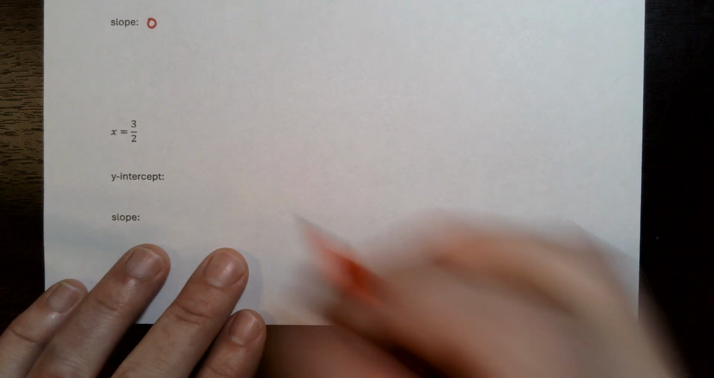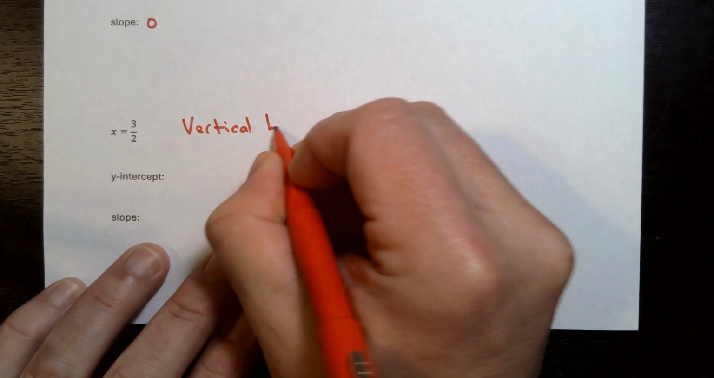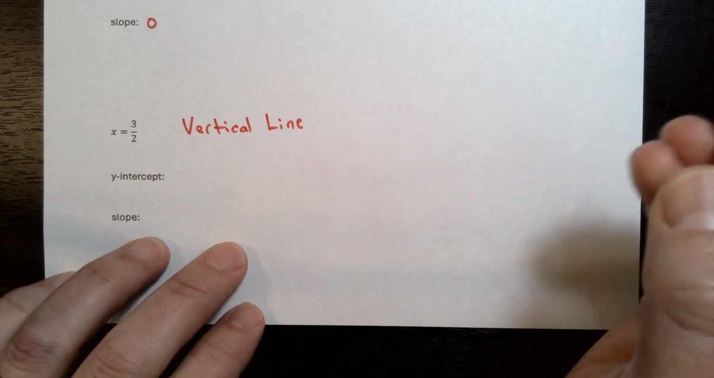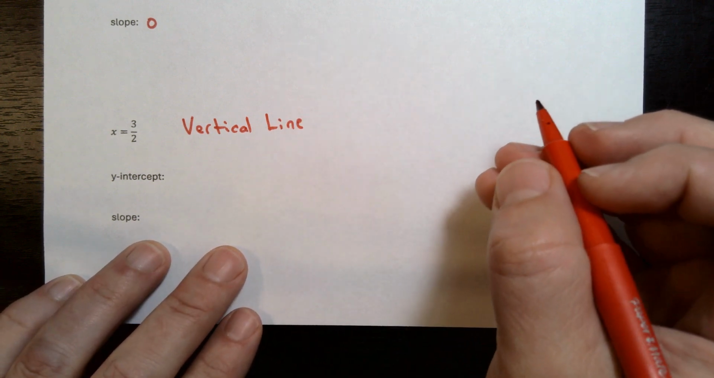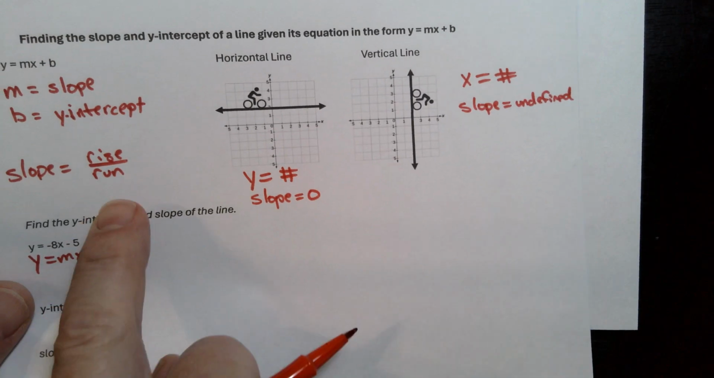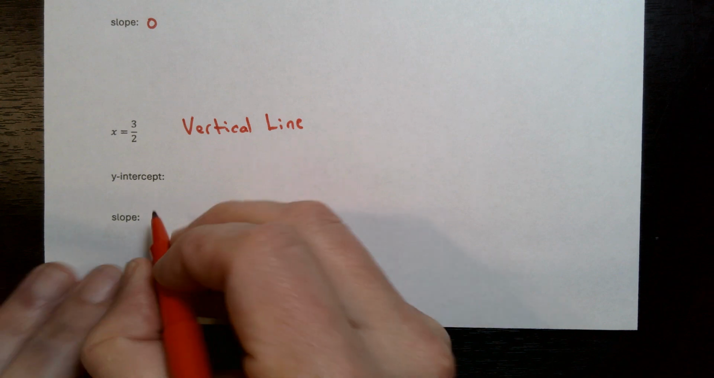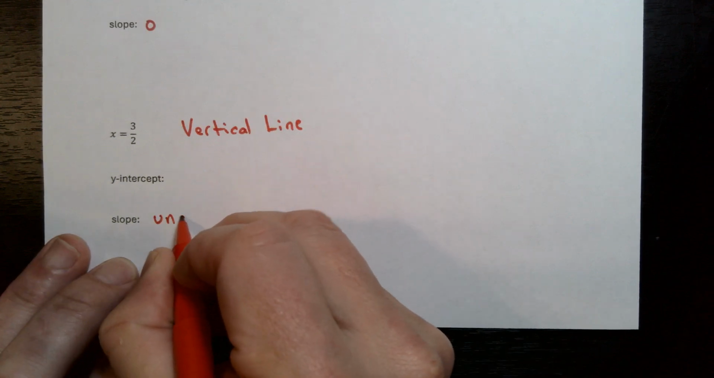One more problem. So we've got x is equal to a number, so remember this is a vertical line. A vertical line has an undefined slope, because it rises, but it doesn't run, so we're dividing by 0, and that makes it undefined. So the slope of this vertical line is undefined.